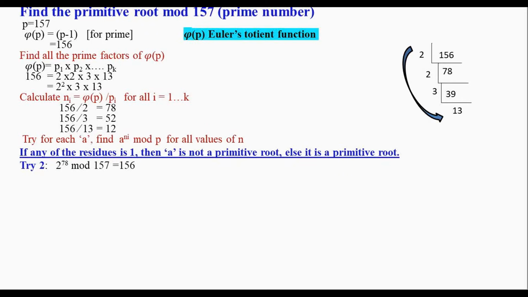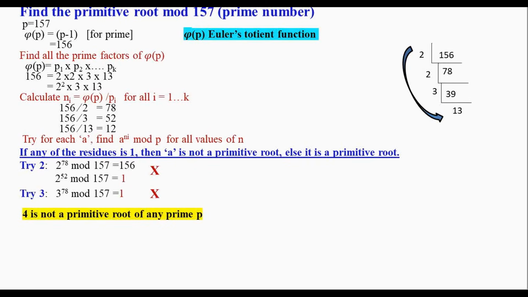So 2 power 78, we are applying the mod function 157. So we get 156 here. So let's try for the next one, 52. 2 power 52 mod 157, which gives 1 as the residue. So 2 is not a primitive root here. So next we can try 3. 3 power 78 mod 157 gives 1. So this is also not a primitive root.